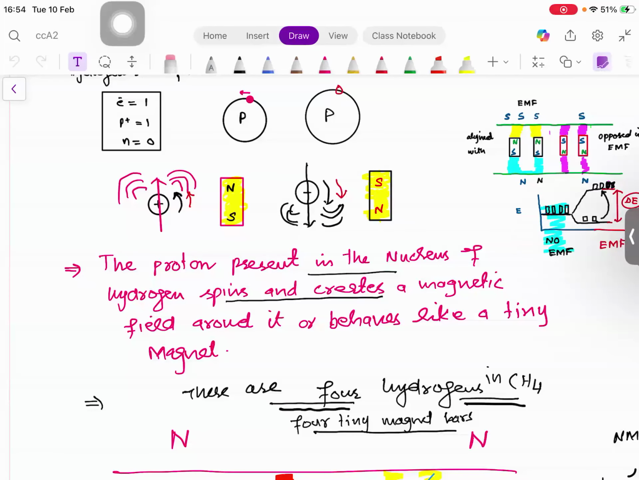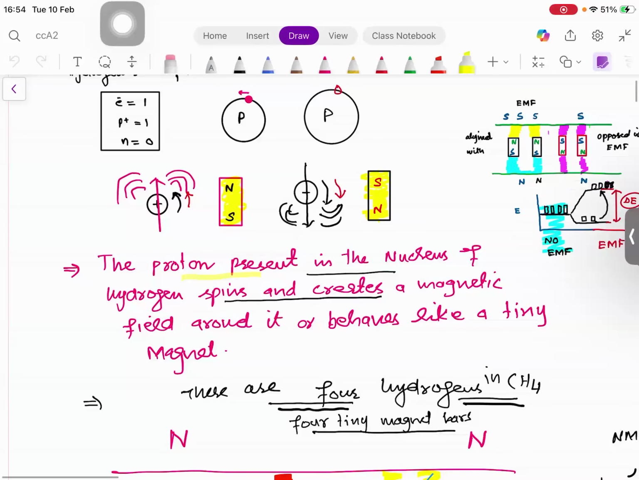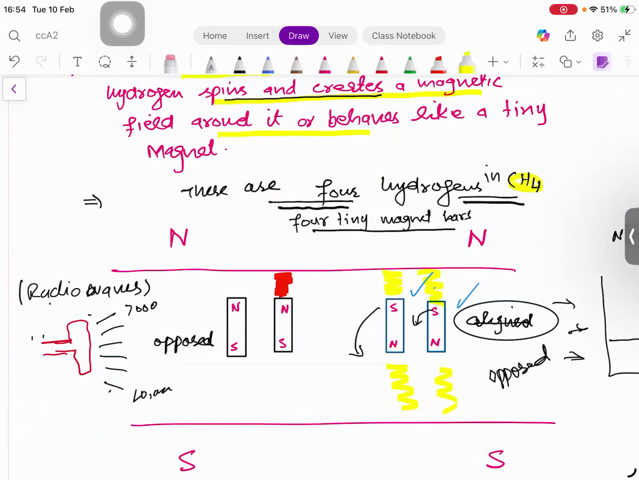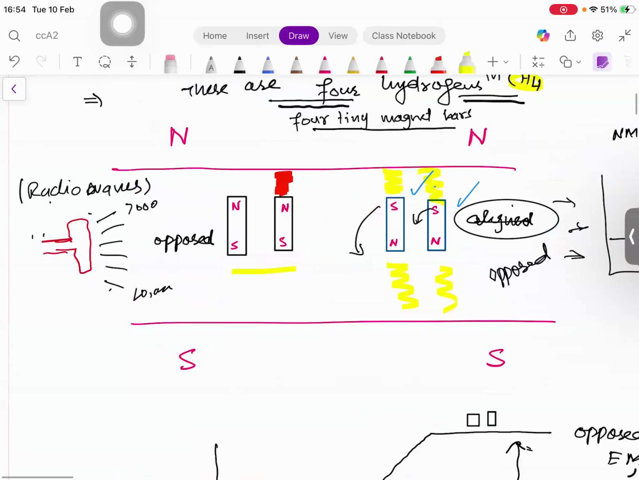Yeah, I'll do it. So the protons present in the nucleus spin and create a magnetic field around them. In other words, they behave like a tiny magnet bar. Methane has 4 hydrogens, and there are 4 tiny magnet bars here, right? In these magnet bars, I assume some of them are north, some of them are south. As soon as I place them in an external bigger magnetic field, automatically some of them are aligned and some of them are opposed, because all of the hydrogens cannot spin in one direction. That's a very, very slim possibility.